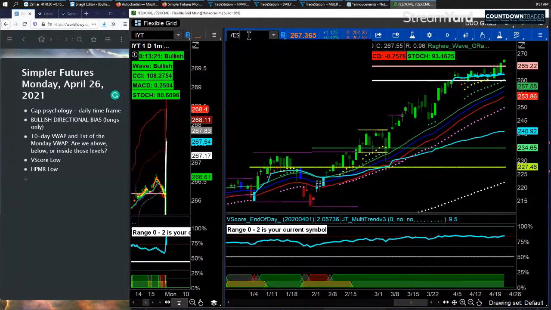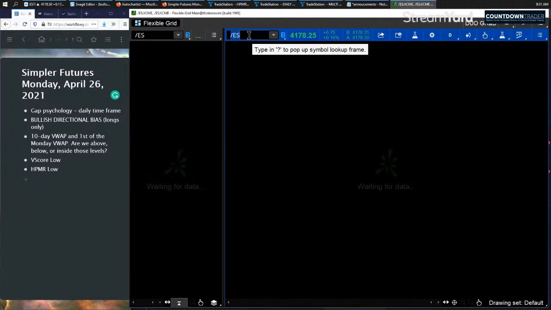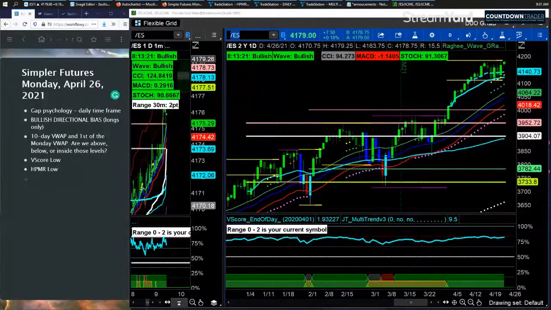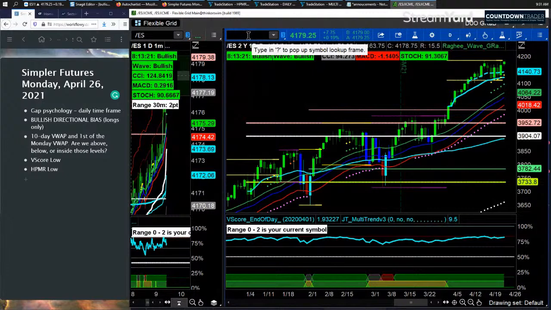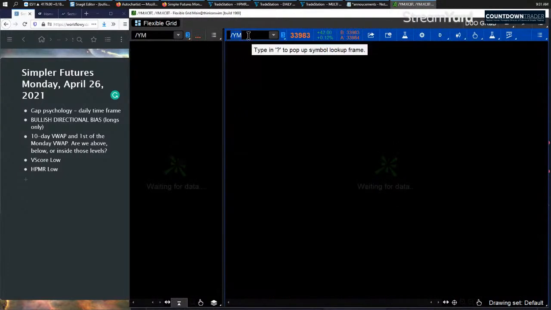All right, so again, the first thing we want to take a look at is, are we gapping in a way that meets both the criteria of opening above the previous session close and the previous session high? And that is a no. That is a great big no. So what that means is I'm not going to anticipate a lot of fade, in other words, shorts on the open, unless that criteria has been met.